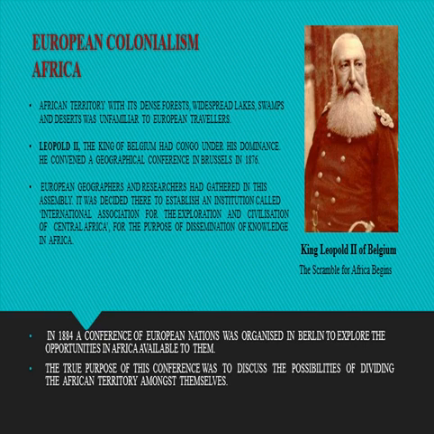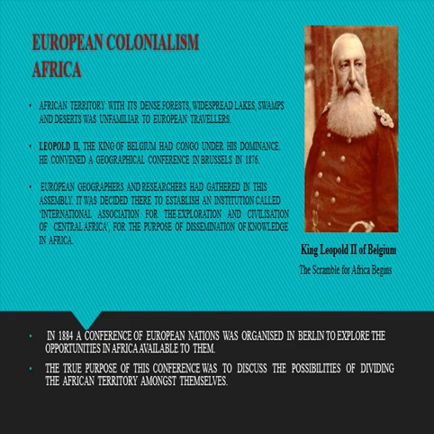African territory, with its dense forest, widespread lakes, swamps, and deserts, was unfamiliar to European travelers. Leopold II, the King of Belgium, had Congo under his dominance. He convened a geographical conference in Brussels in 1876. European geographers and researchers gathered in this assembly. It was decided there to establish an institution called the International Association for the Exploration and Civilization of Central Africa for the purpose of dissemination of knowledge in Africa.